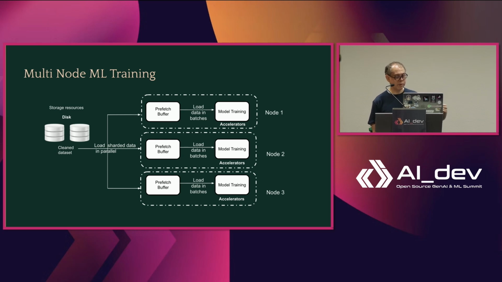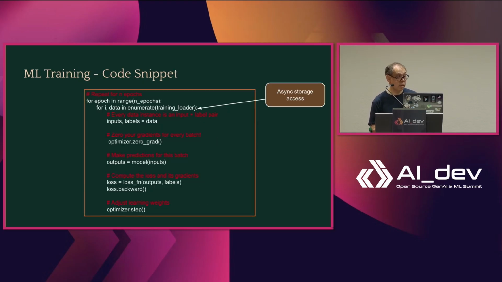And then for multi-node training, in similar fashion, you load that data in parallel into the different nodes. And then for each one of the nodes, you load the data in batches to do the model training. So you're doing a lot of different operations in the node ahead of time to do your training in terms of data. If you have large amounts of data, that's a challenge.